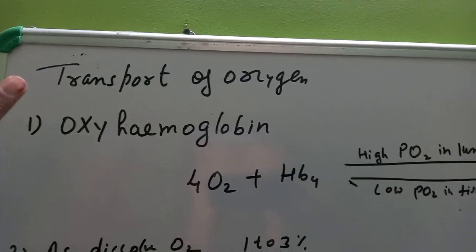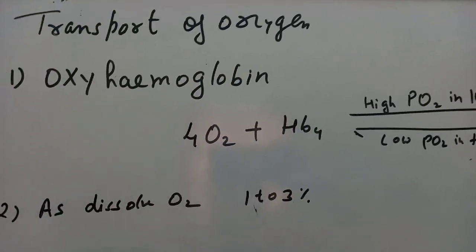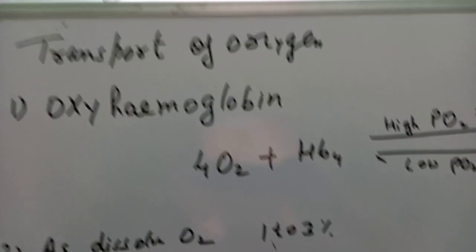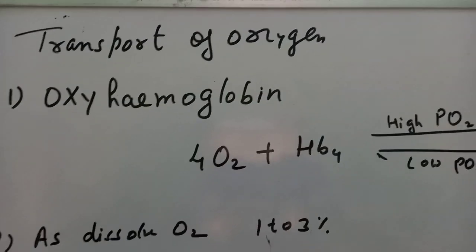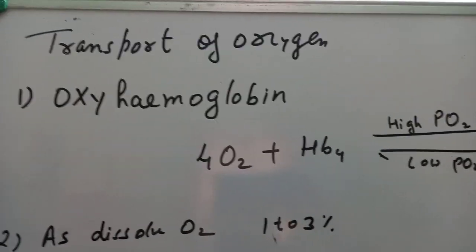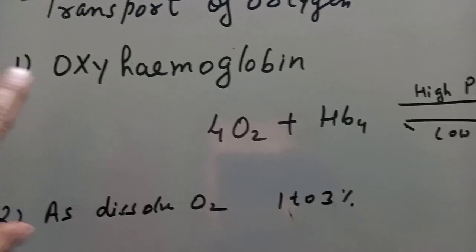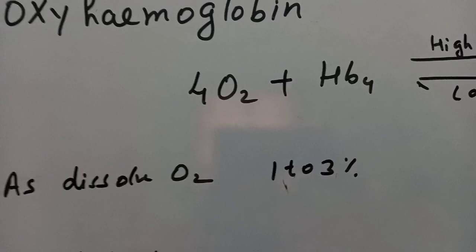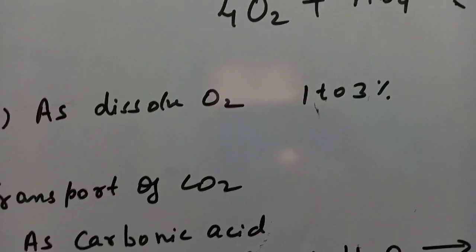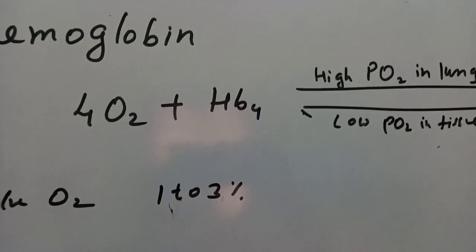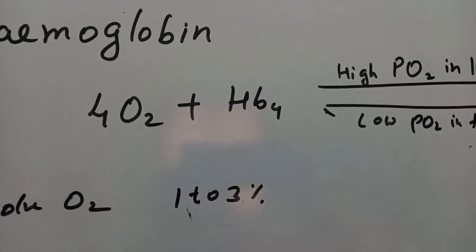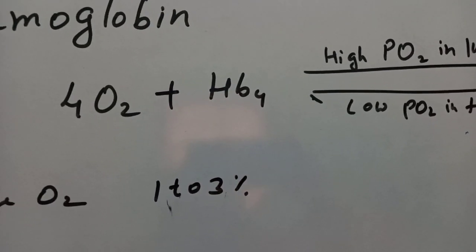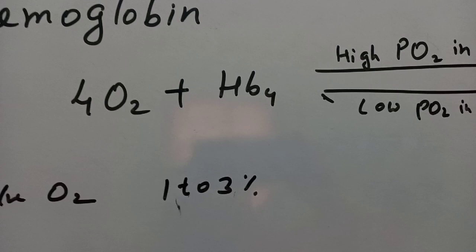Children, we have to study the transport of oxygen. Now, oxygen is transported in different manners in our body. First is in the form of oxyhemoglobin. That is, 97 to 99% of oxygen is transported as oxyhemoglobin. That is, 4 molecules of oxygen bind with hemoglobin.